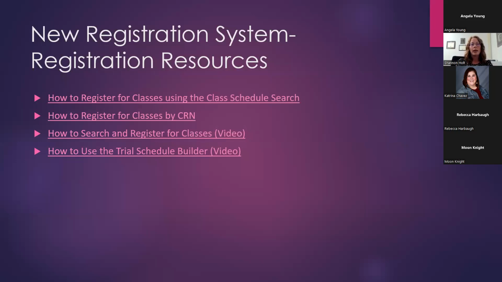We have created both just a basic how to search and register for classes video, as well as one about how to use the trial schedule builder. And it includes specifically how it looks whenever students are moving their classes from trial schedule builder into the new registration system and the steps that they need to take to get registered, because it's a little bit different than it was previously. So those videos are out there on our YouTube site. They're also linked here on this slide, and you'll be able to see the slideshow once we post that. And then we also have those posted on our website as well.